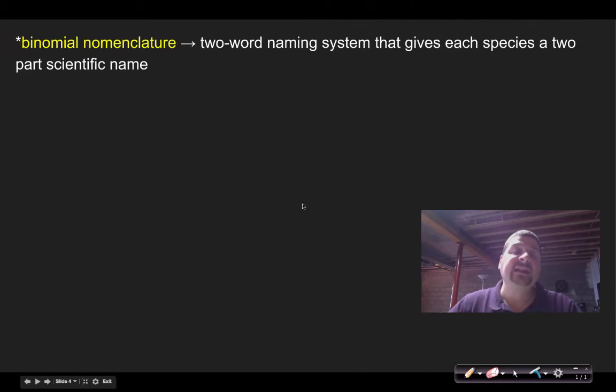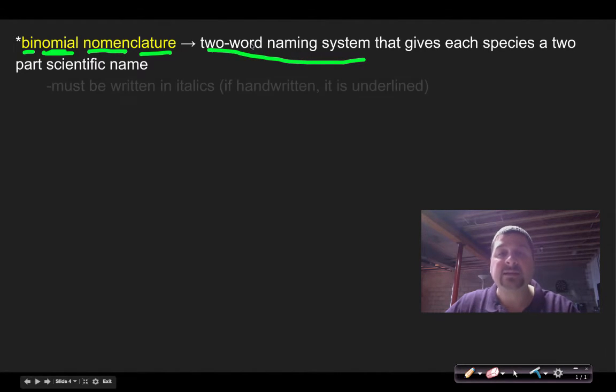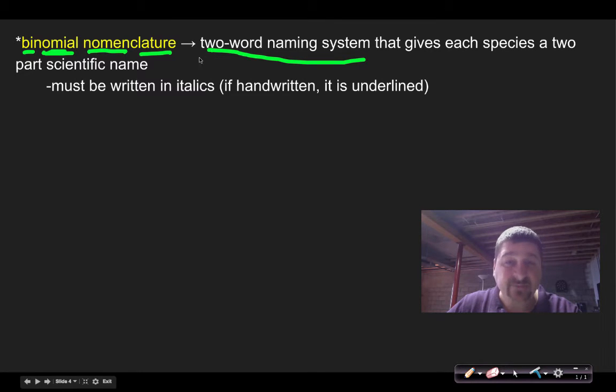The system that we're using now to name organisms, to give them that one specific name, is called binomial nomenclature. If you break down the word a little bit, the prefix bi, we've talked about in class before. Bi means two, like a bicycle, two wheels. Nome comes from Latin, which a lot of you have learned in Spanish class. ¿Cuál es su nombre? That's your name. So nomenclature is a name system. It's a two-name naming system, exactly what this says, that gives each species a specific name.